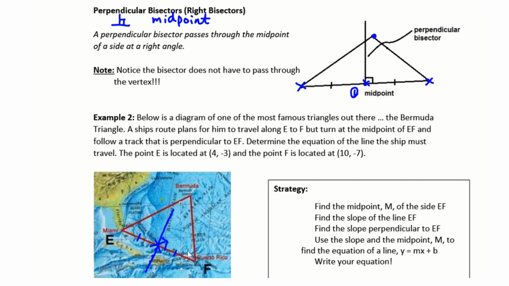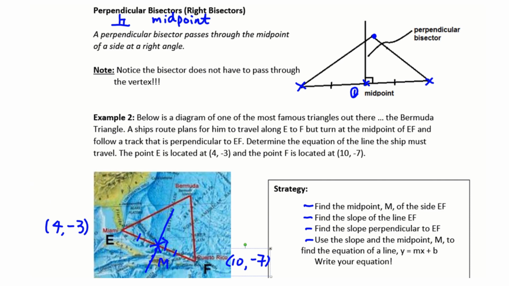So the points E and F are given. E is (4, -3), and F is (10, -7). So the strategy is, first, find the midpoint of the side EF, and after that, find the slope of the line EF. Third step, find the slope perpendicular to EF. Then fourth step, use the slope and midpoint to find the equation in the form y equals mx plus b.